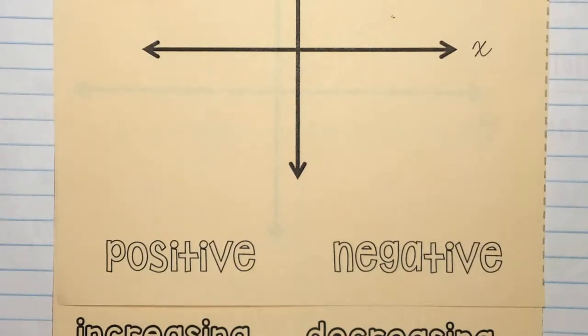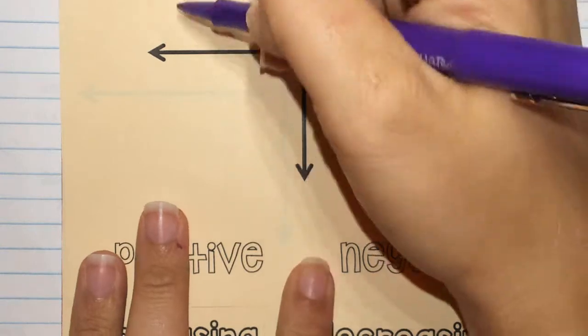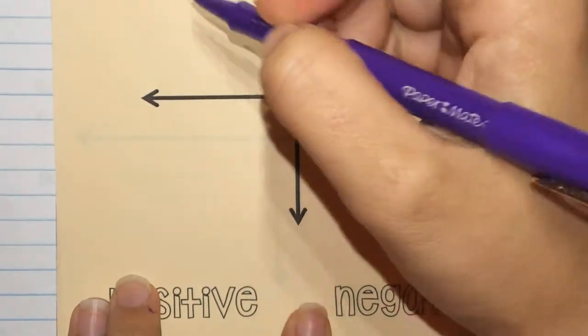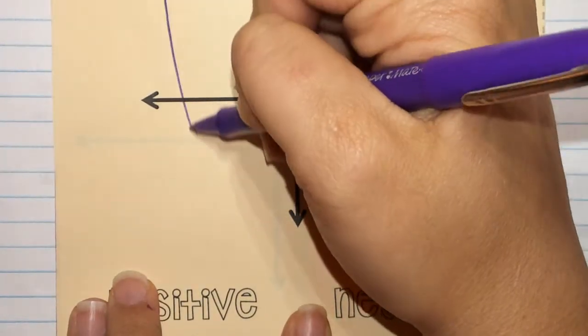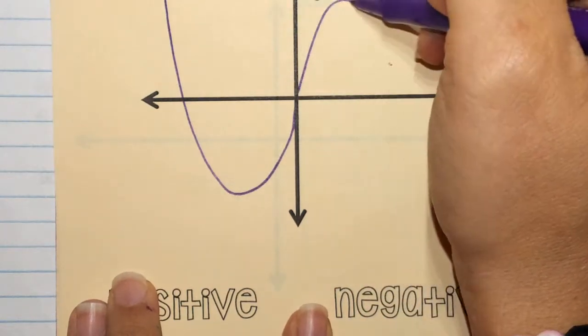Alright, positive and negative. So what we're going to do this time is we're going to identify the positive parts of our graph and the negative parts of our graph. So this is what my graph is going to look like this time.